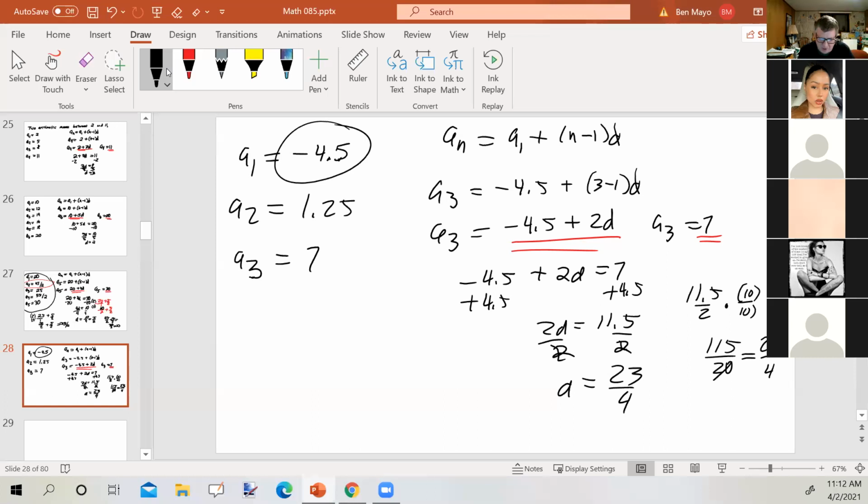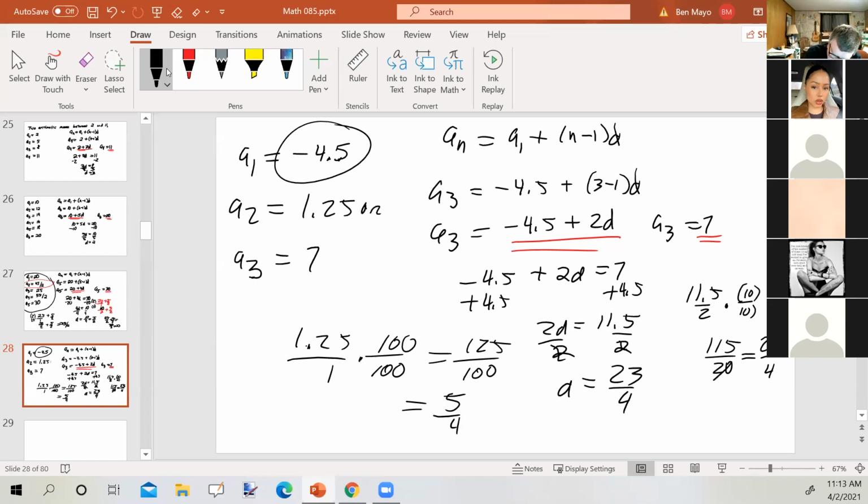What would that be as a fraction? Any ideas? I mean, that's a correct answer, but how could you change that into a fraction? You'd have to multiply it by 100 over 100 to get rid of the decimal. What goes into 125 and also goes into 100? 5. Think bigger. 25. There you go. Or 5/4. And again, either one of those answers would be correct because they're exact.